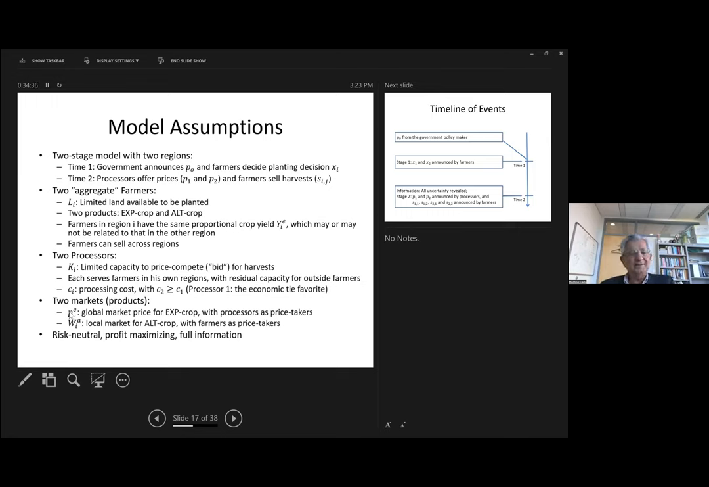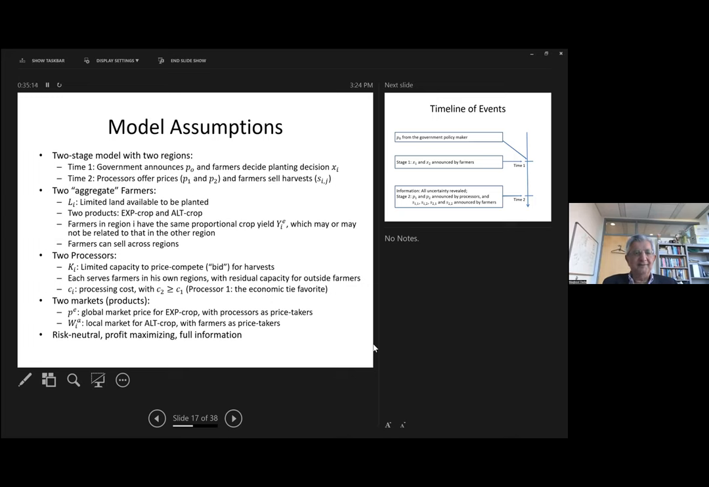And as I mentioned, there's a global market. The price is exposed, so we are price takers. And there's a local market, which is an alternative outside option for the farmers. We are trying to induce them to give that up and invest in this export crop for which they get some price guarantee. We have the simplest type of model: we are risk neutral, expected profit maximization, and full information.